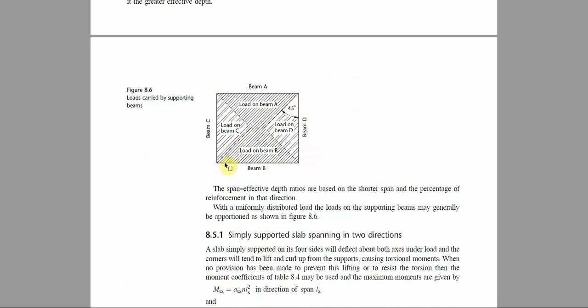The loading, the way it is, is at an angle of 45 degrees here, 45 degrees here, like this, and where it meets it goes straight. So this shaded portion will be supported on this particular beam, this shaded portion on this beam, this shaded portion on this beam, and this shaded portion on this particular beam. Now the formula we use for two-way spanning slab is this: moment along the short span equals this.